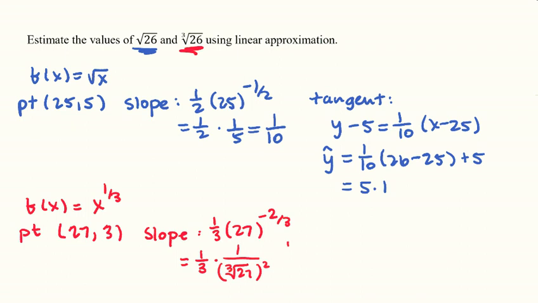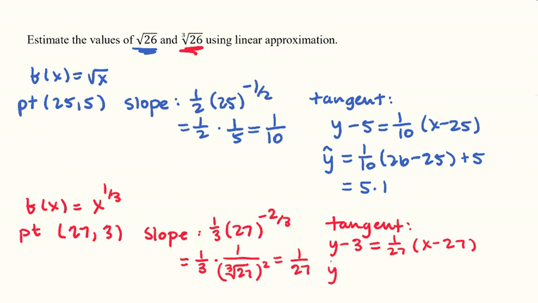Right? My advice is always to deal with this first, the denominator, when you're taking a rational exponent, because that's the cube root, then square. Okay? So this is 1/3 of 1 over 3 squared is 1 over 9 is 1 over 27. And so the tangent is y minus 3 is equal to 1/27 of x minus 27. So my predicted cube root of 26 will be 1/27 of 26 minus 27 plus 3. Which would be 3 minus a 27th.